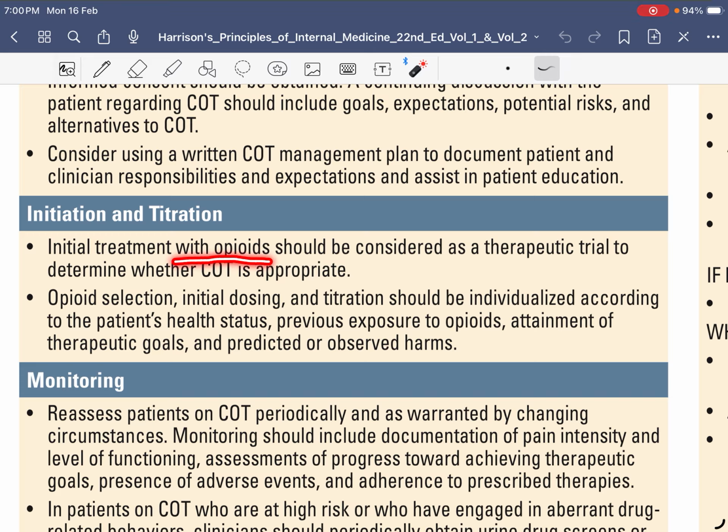Initial treatment with opioids should be considered as a therapeutic trial to determine whether chronic opioid therapy is appropriate. Opioid selection, initial dosing, and titration should be individualized according to the patient's health status, previous exposure to opioids, attainment of therapeutic goals, and predicted or observed harm.